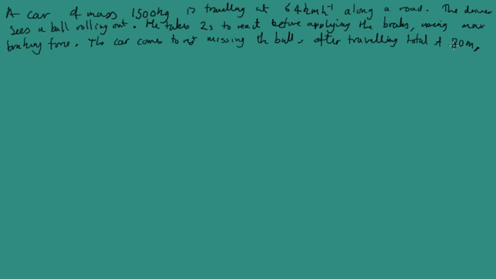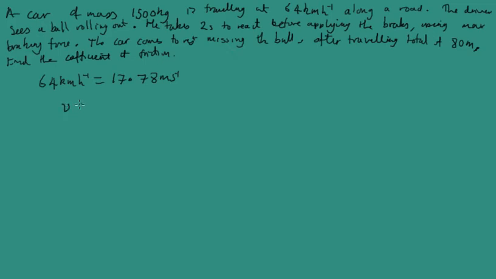Assuming the wheels lock when the brakes are applied so the car slides and the air resistance can be ignored, find the coefficient of friction. So, first thing is to notice that we've got the speed as 64 kilometers per hour. So we need to change this into meters per second. So that would be 17.78 meters per second.